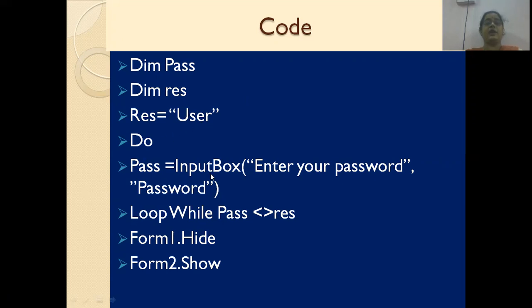Then I am using an input box. Input box is generally used to collect input from the user. Then loop, then while, then I check the condition until pass not equal to res. Here instead of using a capital R, we have to use a small r. Then form 1 gets hidden and form 2 will be shown. Means if your password is correct, then form 2 will be shown and form 1 gets hidden.